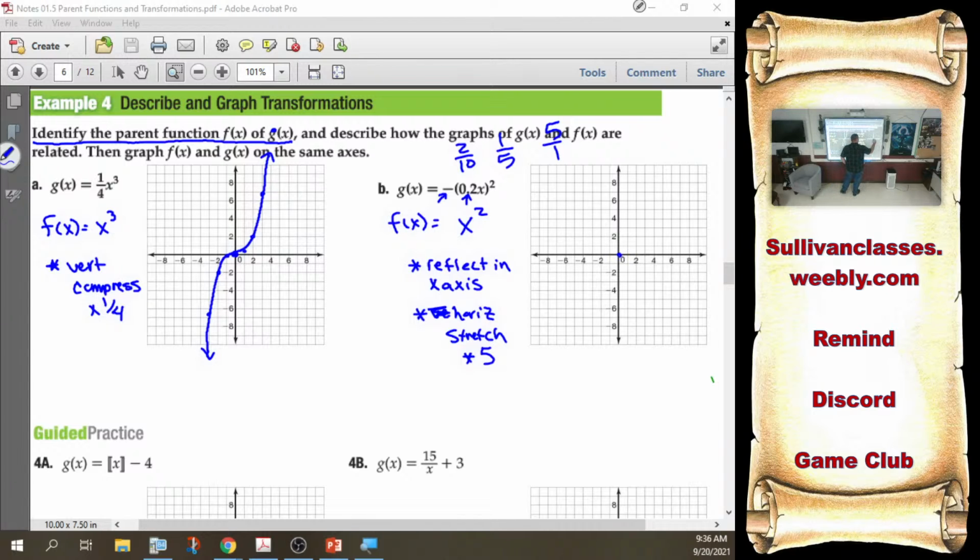Now, 0 squared is still 0, regardless of what I multiply it by. I will reflect it, so it's going to head down. But it's a horizontal stretch by 5. So that means instead of going over 1 and down 1, I'll go over 5 and down 1. Instead of going over 2 and down 4, I'll go over 10 and down 4.